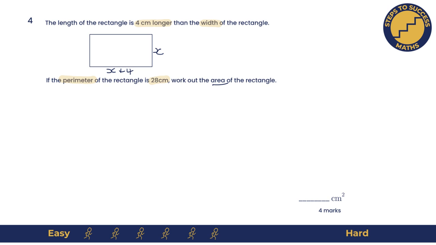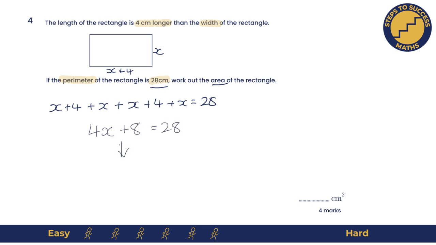Now how do you work out perimeter? Well, that's the distance all the way around the outside. So we've got x plus 4 plus x plus x plus 4 plus x. And we know that the perimeter is equal to 28. So tidying that up, we get 4x plus 8 is equal to 28. And now we can solve the equation. We want to get rid of plus 8, so we're going to subtract 8. 4x is equal to 20. And now we want x by itself, so we're going to divide by 4. x is equal to 5.